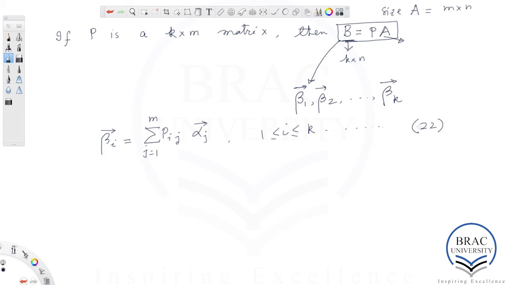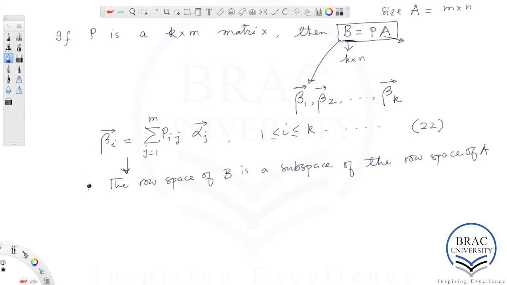Good. So each row of B can be written as a linear combination of the rows of the latter matrix A. It means that the row space of B is a subspace of the row space of A. It immediately tells you that the row space of B is a subspace of the row space of A. This is one important observation.